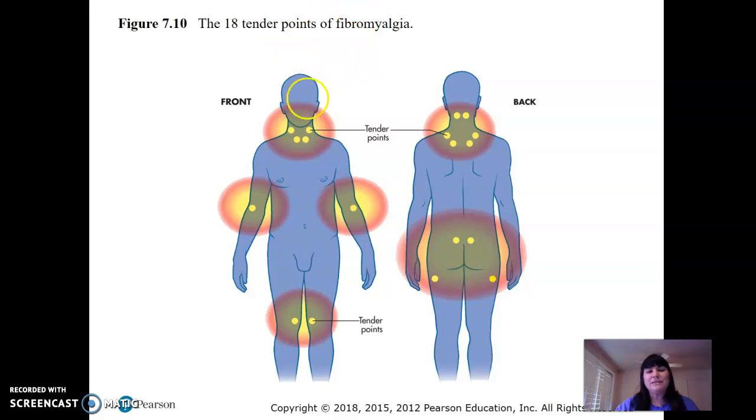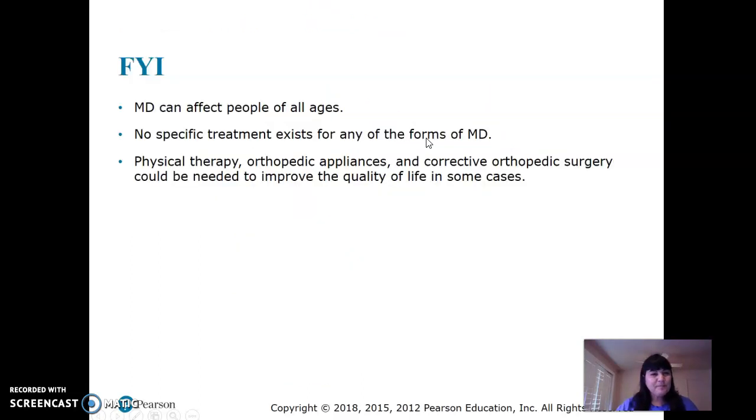And then this is showing some of the tender points with fibromyalgia. So you can look at that.